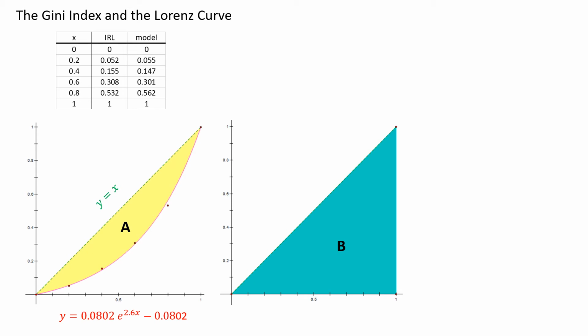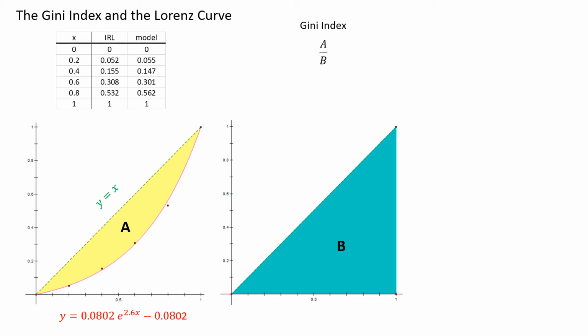And so economists have decided that how area A compares to area B could be a measure of a country's economic inequality. So it was decided that the Gini index, or this measure of inequality, would be the area of A divided by the area of B.